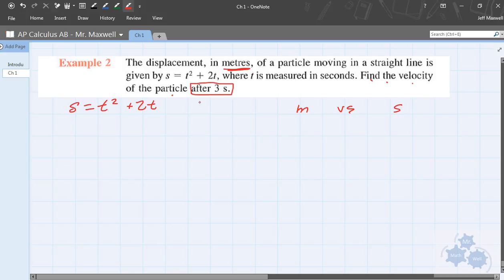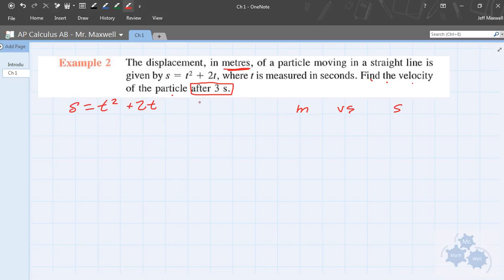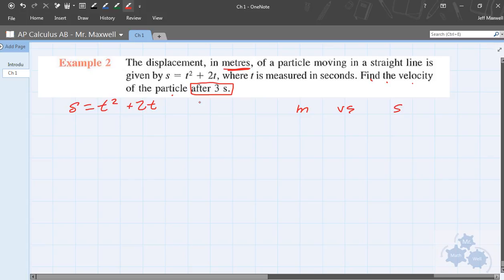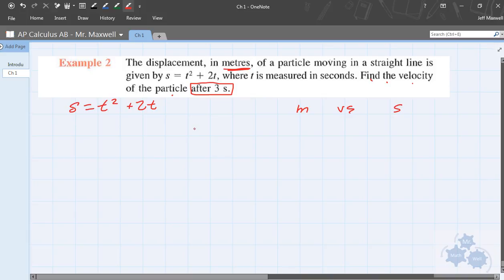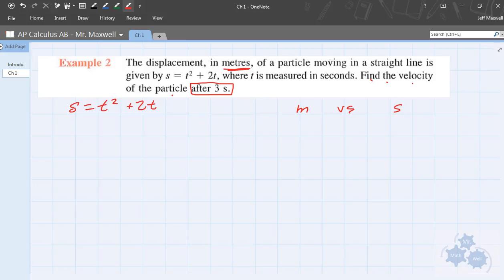I just want to note that this language, after 3 seconds, in this textbook and in other places, means at the instant after 3 seconds has passed. So it really means at the exact mark of 3 seconds. It doesn't say how long after. Some students have asked, what do you mean after 3 seconds, like what time? They mean right at 3 seconds. So we're going to use our limit formula and calculus to find the instantaneous velocity by finding the slope of this graph.